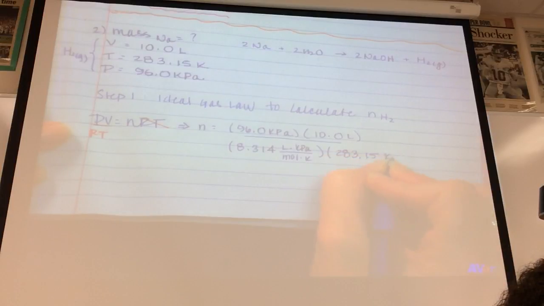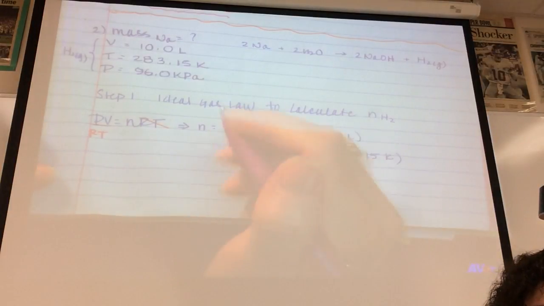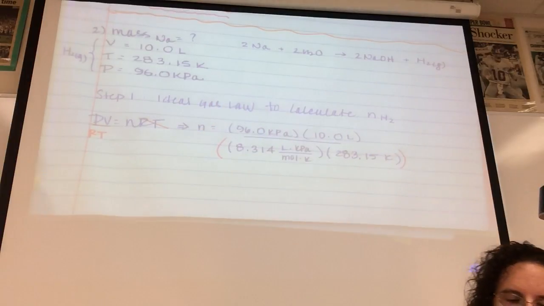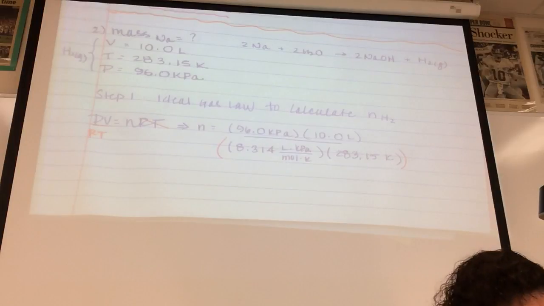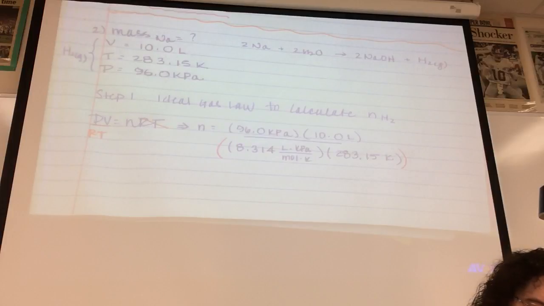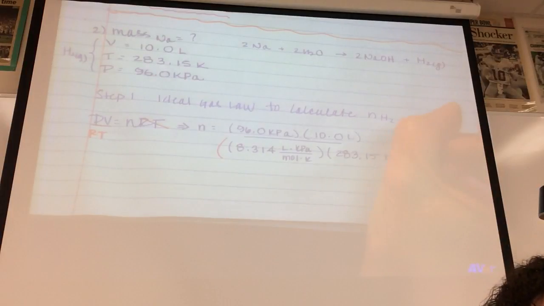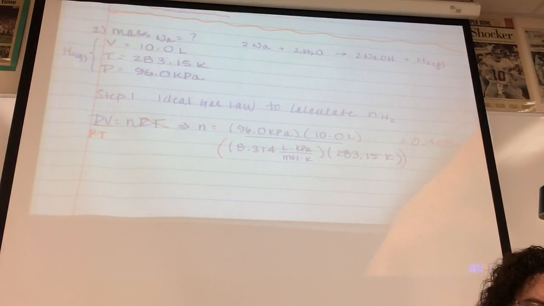And some of you too are having calculator issues. Remember, when you have more than one variable in the denominator, you need to bracket it off. You don't need any of the blue parentheses, but you do need the ones in pink. And I've got 0.408 moles of hydrogen gas. So that's the first step.